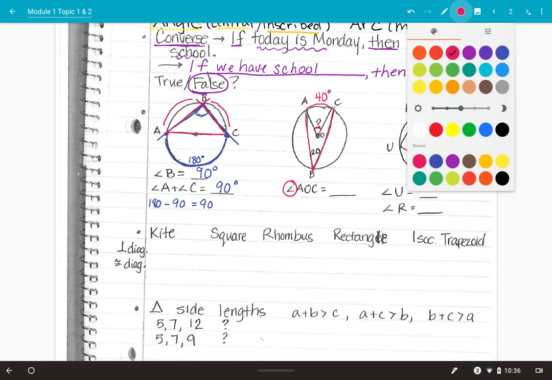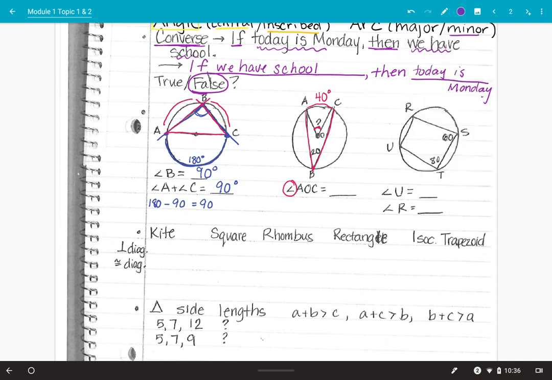Now, if it's starting from the center, the arc and the angle are going to be exactly the same. So if they're starting from the center, the arc and the angle are exactly the same. Okay?